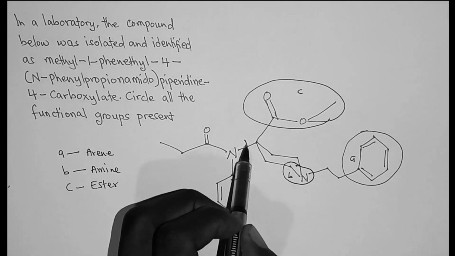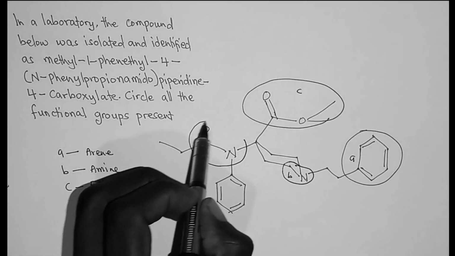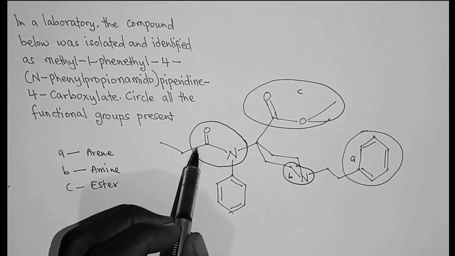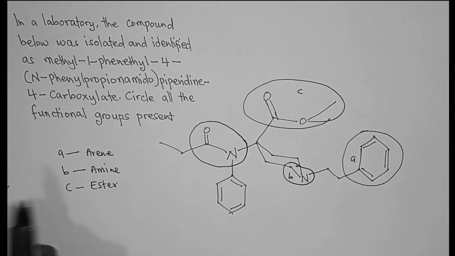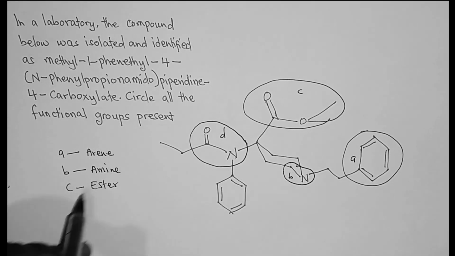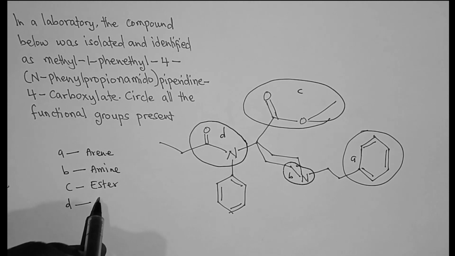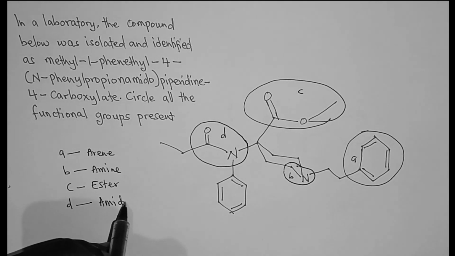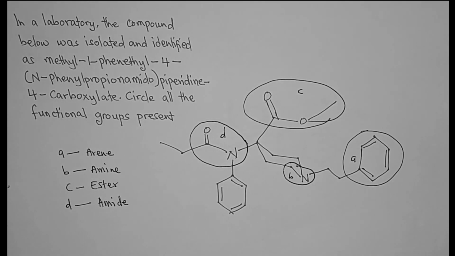And we can see this functional group here. Carbon in double bond with an oxygen, which is in a single bond with a nitrogen. So let's say that is D. And D is an amide. So these are the functional groups on this compound. We have an arene, an amine, an ester, and an amide.